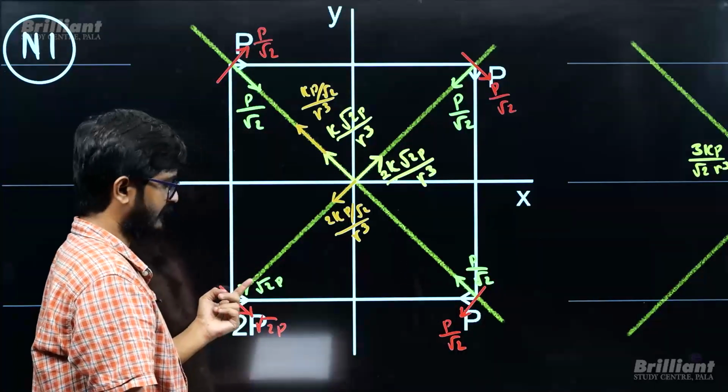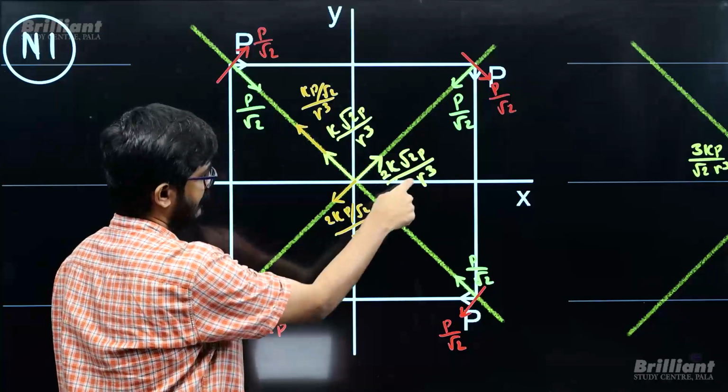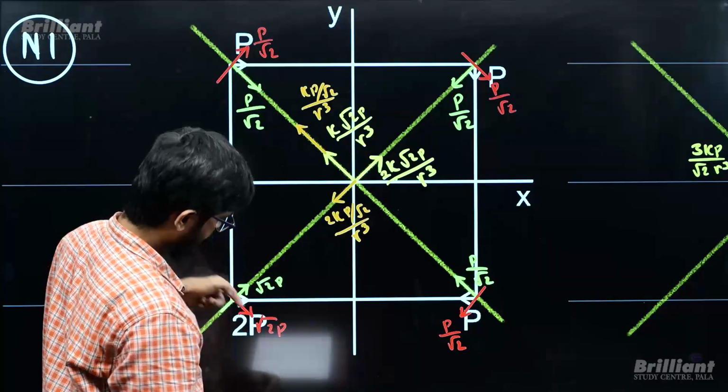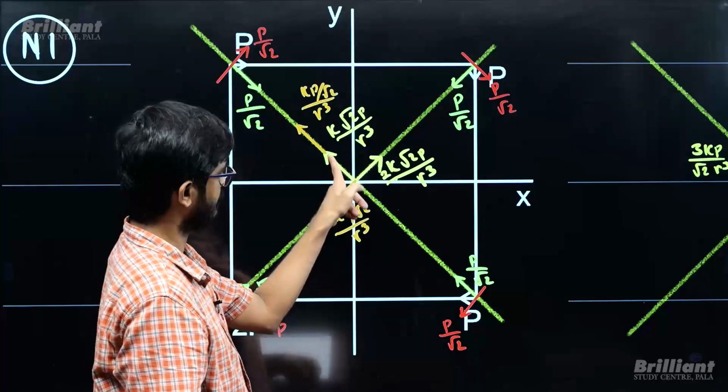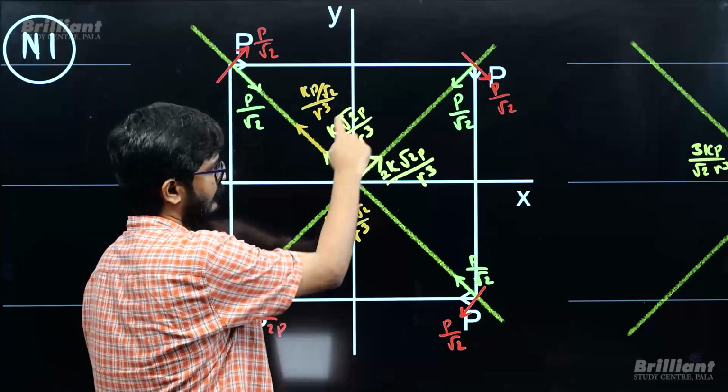Now, due to this one, it will be 2K into the dipole moment by distance cube. Now, due to this one, the dipole moment will be in this direction, field will be in this direction, which will be K root 2P by R cube.